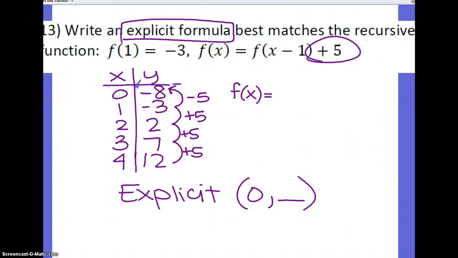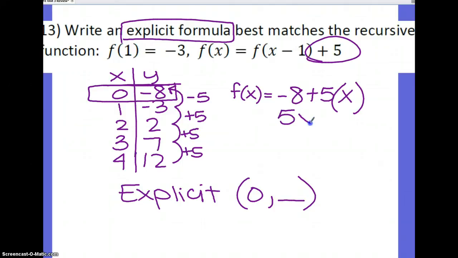And so that would mean we've got f(x). In this case, the 0 term is -8, and we're adding 5 every time. And if it's the 0 number, we really don't have to subtract anything. So it could be written this way, or you could write 5x minus 8, which is really how it's going to look on the test.